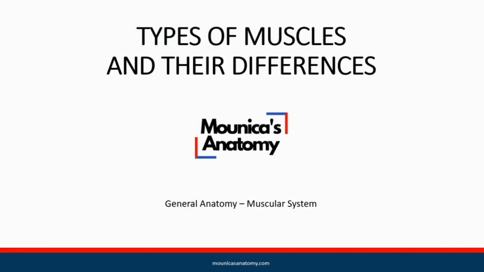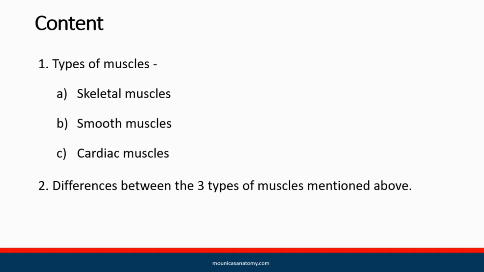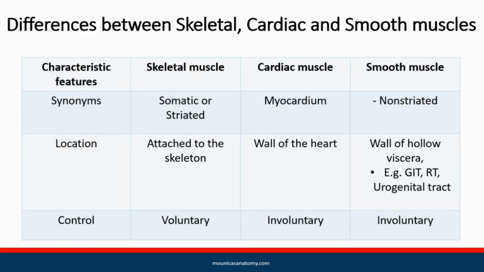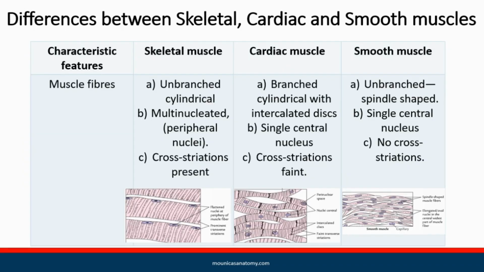Types of muscles and their differences. We'll see three types of muscles: skeletal, smooth, and cardiac, and their differences. On basis of morphological and functional characteristics, the three types of muscles are skeletal, smooth, and cardiac. Characteristic features of skeletal muscle: it is somatic or striated, attached to skeleton, and voluntary. Cardiac muscle is myocardium in the wall of the heart, involuntary. Smooth muscle is non-striated, in the wall of hollow viscera, and involuntary.